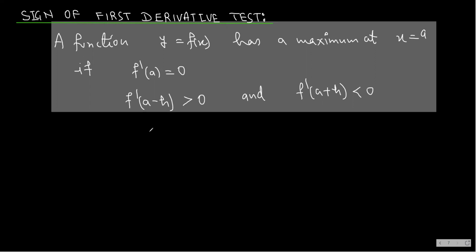See, at a, the function has its first derivative 0. Just before a, the sign is positive, it is greater than 0. And just after a, it is negative.